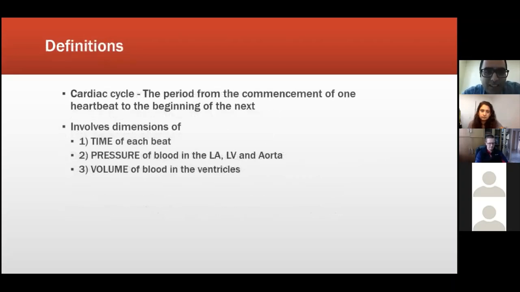So the cardiac cycle, the definition of which is the period from one heartbeat to the next, involves three key dimensions. It involves the timing of each heartbeat, the pressure, particularly in the left side of the heart, the left atrium, the left ventricle, and the aorta. And finally, we will look at the volume of blood within the ventricles.